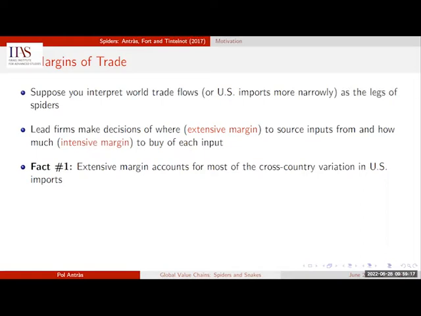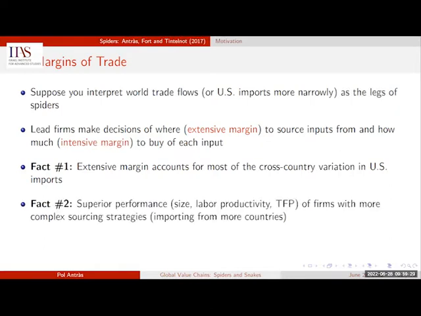And conditional on importing, yes, there's some size differences, but they're not all that large. The bulk of the variation is participation, which is very different from the Krugman framework. So that's true on the import side. And there's also a lot of heterogeneity. If you compare importers to non-importers, they look very different.